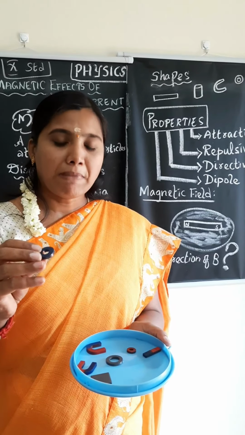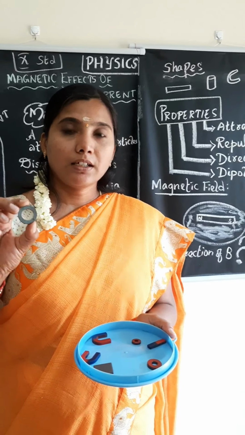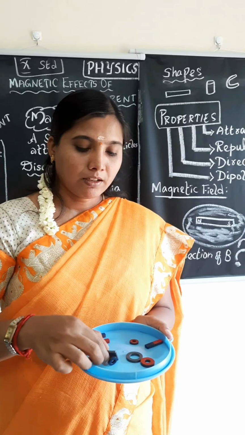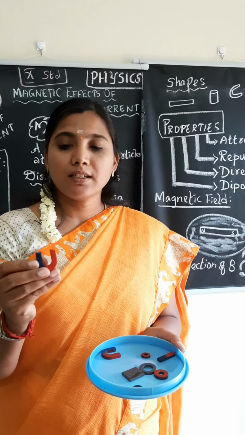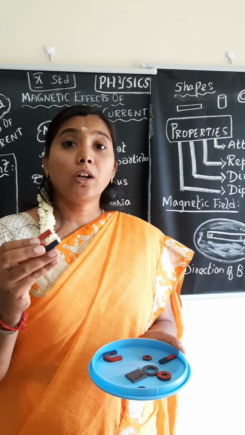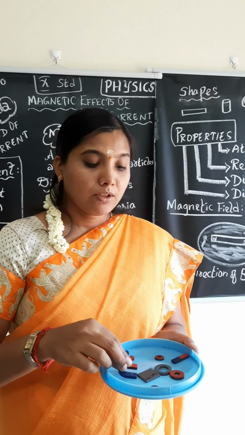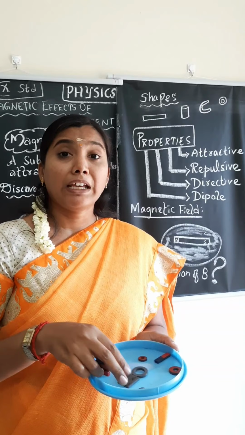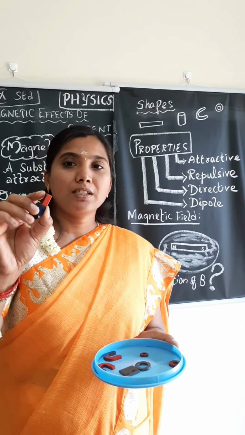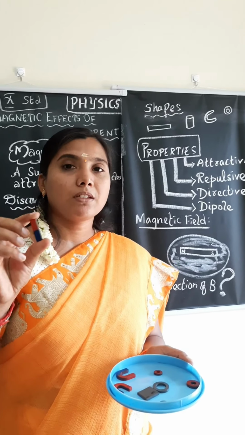A ring disc magnet, a circular magnet, a square magnet, and this is a U-shaped magnet. We call it a horseshoe magnet also. The different shapes of magnet, we use them depending upon their applications. The normal one that we use in our classroom is the bar magnet.